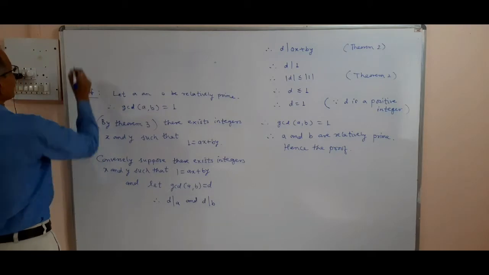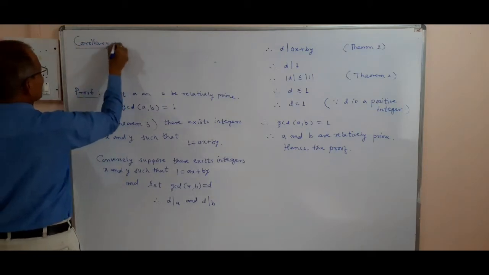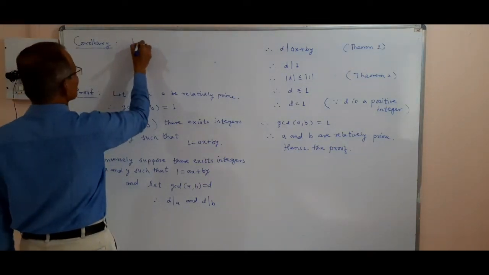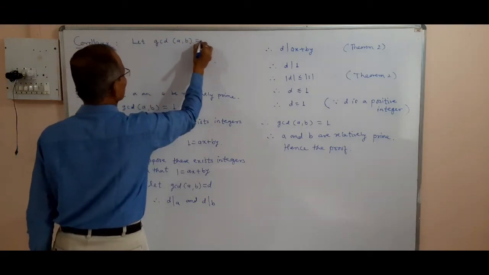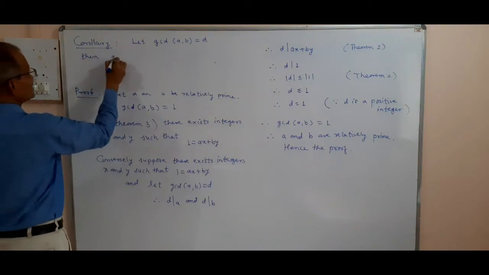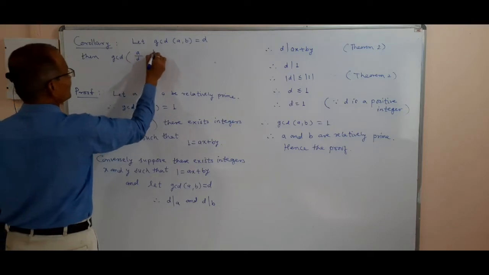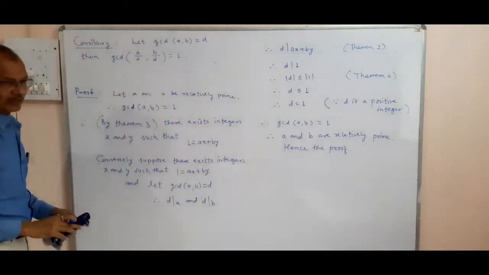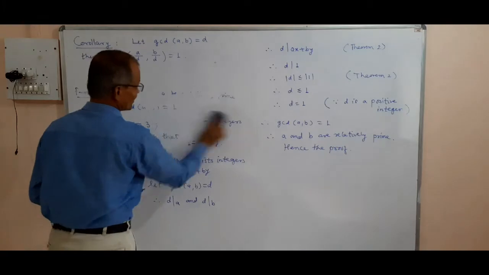Say, let GCD of A and B is equal to D, then GCD of A divided by D, B divided by D is equal to 1. This is usual division. A divided by D means A upon D, B upon D is 1.